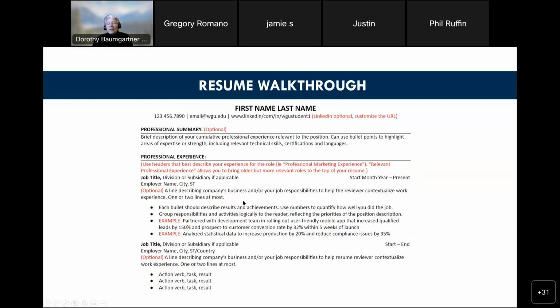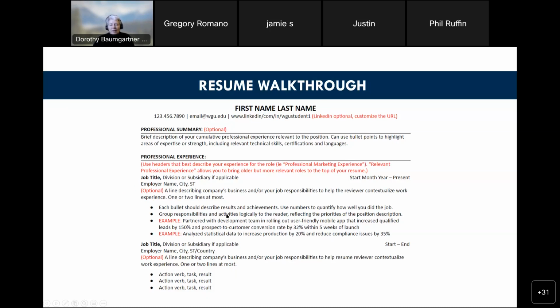You optionally can include a line describing the company's business or your particular responsibilities to provide some context. I don't see that very often, because most of the time those things are conveyed in your bulleted accomplishment statements. But that is an option if you are in a job, or have held a job, that is a little hard to understand. So you can do that sort of short overview statement.